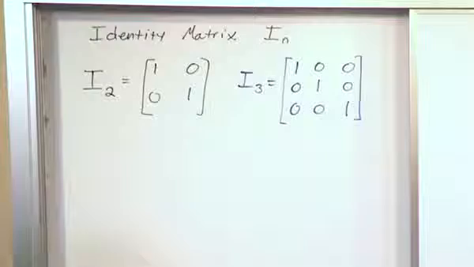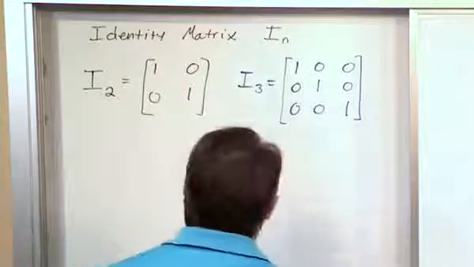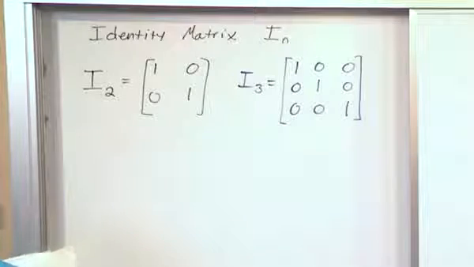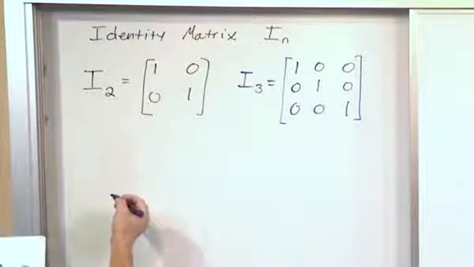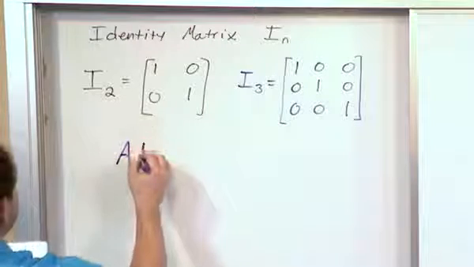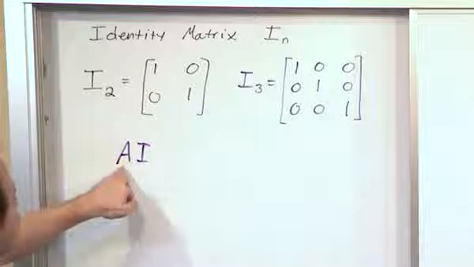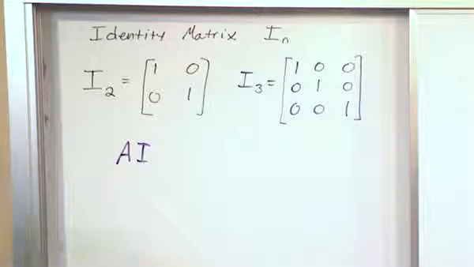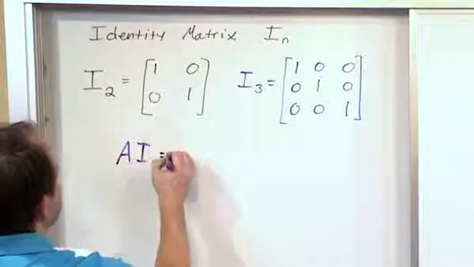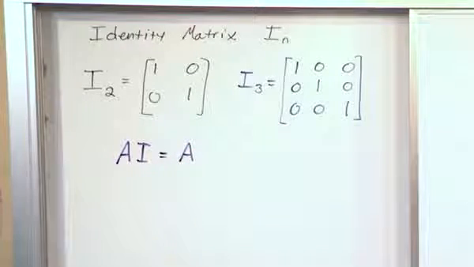Now, why do we care about that? Because an identity matrix is special for the following reason. It's pretty simple. If you take a matrix A, any matrix, and you multiply it by the identity matrix of the proper size, the same size as A, then you're going to get the same matrix back.